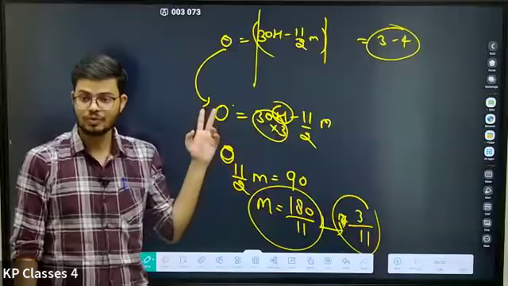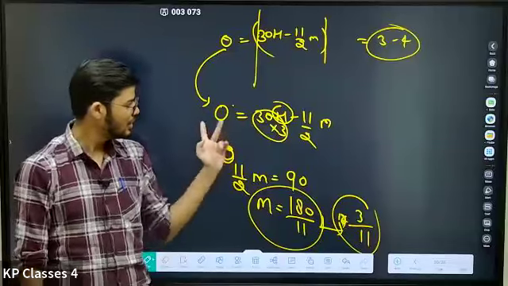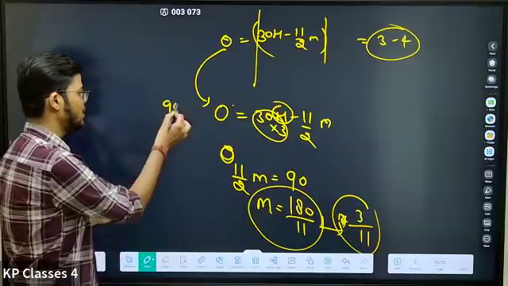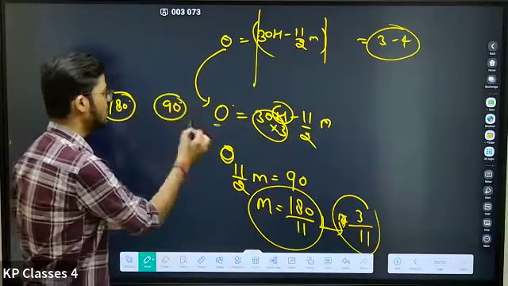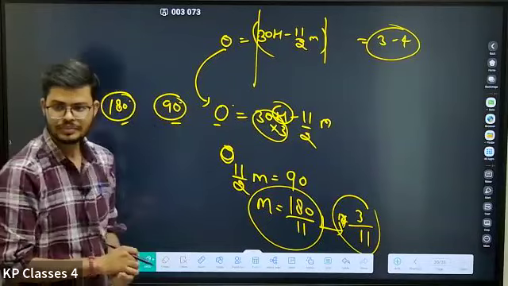So this is the second type of question, when theta is given as 0 degrees, when theta is given as 90 degrees, when theta is given as 180 degrees. So we can write it like this: theta 0, theta 90, theta 180 degrees.